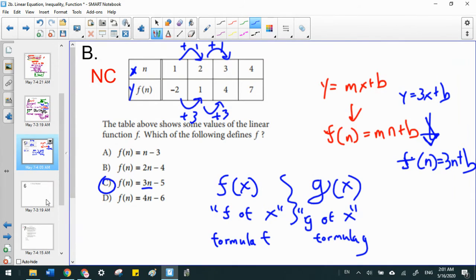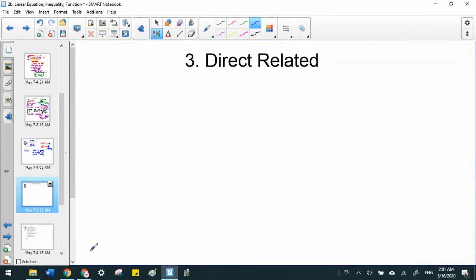And now we work on the relationship between variables, which I title as directly related, but later on we'll really dive deep into the concept of what being directly related means. For right now, I want to use this to describe the relationships between variables in a linear function.